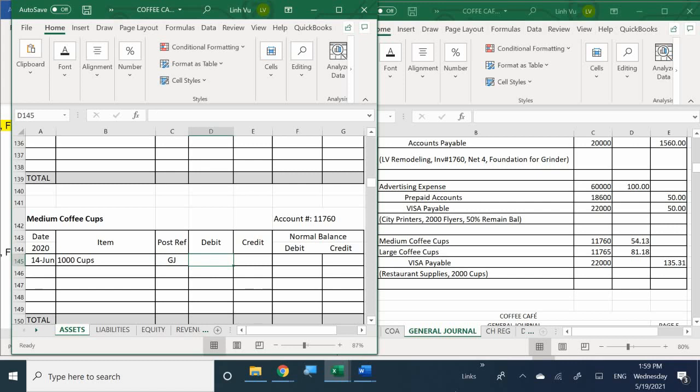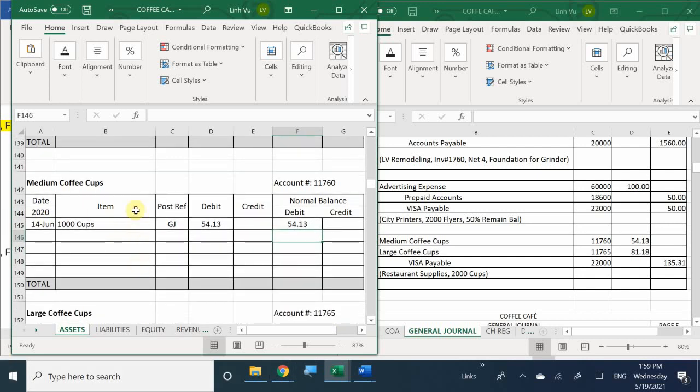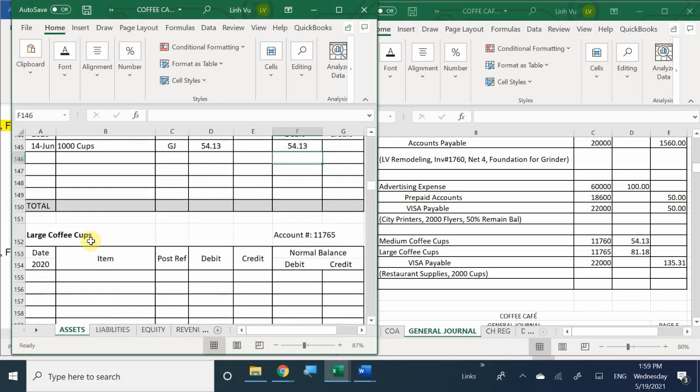Debit is going to be for the 54.13. And since this is the very first one that we have here, your beginning balance is going to be 54.13. So as you can see, we will be making lots of purchases of cups along the way. So that's why there's a couple more lines here. Because for sure, if we're going to be running our business, you can't be relying on 1,000 coffee cups. Okay. So that's my medium cups.